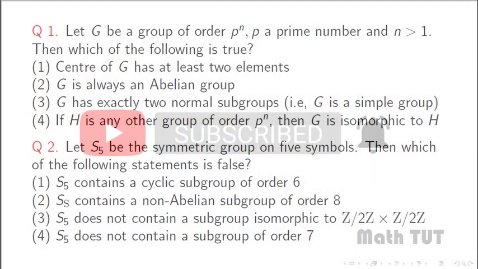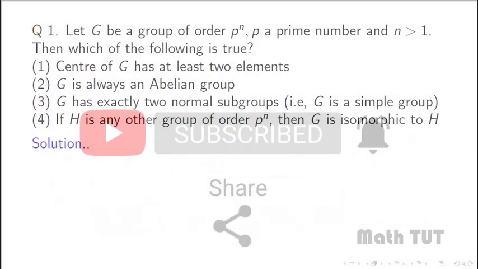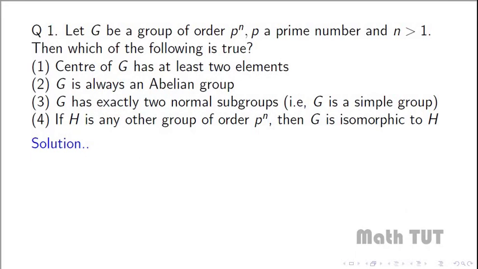Basically, both are from group theory. So let us move to the first question. The first question is actually regarding P groups. That is, we are given a group of order P power n, where P is a prime number, and we are asked which of the following are the true statements.